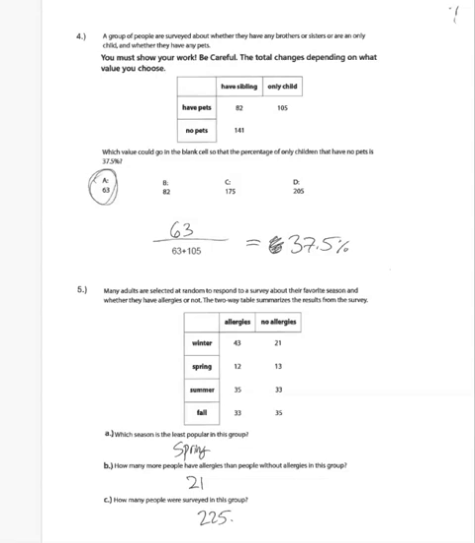How many more people have allergies than people without allergies? You can go over and add up all the allergies ones, add up all the no allergies ones, and subtract them, and you get 21. And how many people were surveyed in this group? If you add them all together, you get 225.